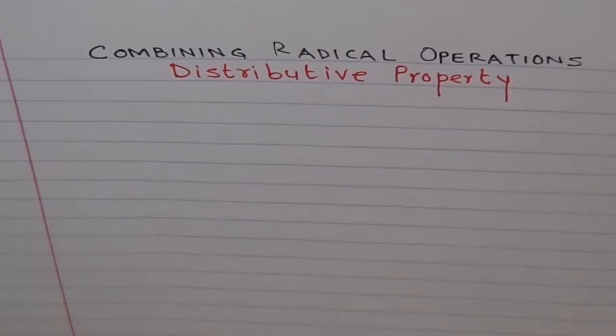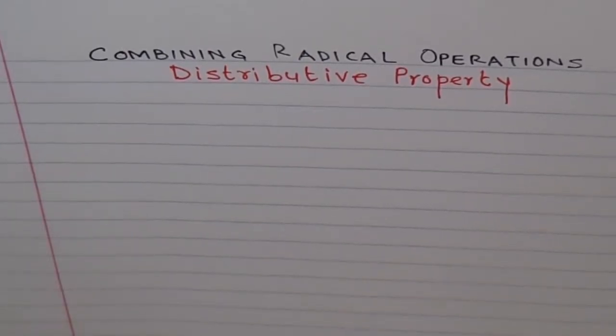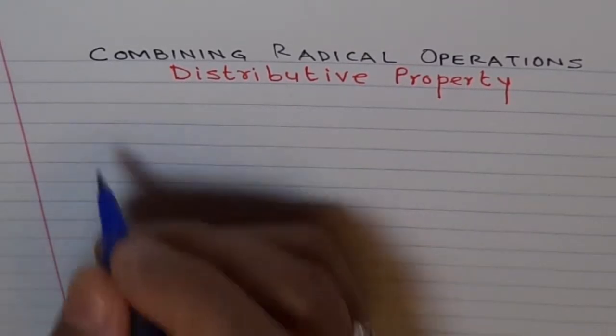Hello, let's try to see some radical operations. We'll combine multiplication, addition, and subtraction. We'll basically use the distributive law and see how it is done with radical functions. The procedure is similar, okay? Let's take an example.